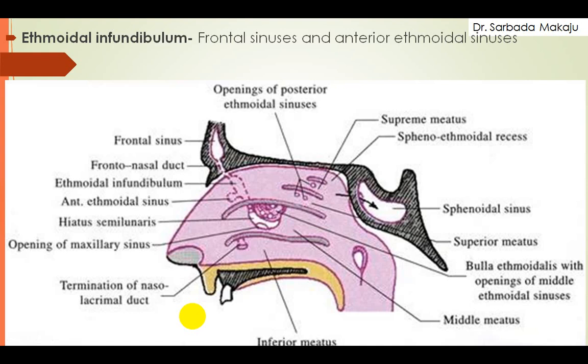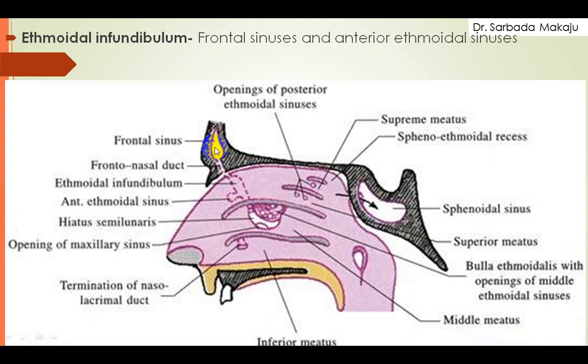Along with that, there is one more structure present, which is known as the ethmoidal infundibulum. This portion is known as the hiatus semilunaris. The inner part of this hiatus semilunaris which continues upwards is known as the ethmoidal infundibulum. Within this ethmoidal infundibulum, there is the opening of a sinus.